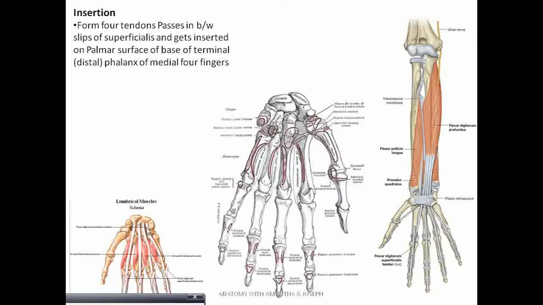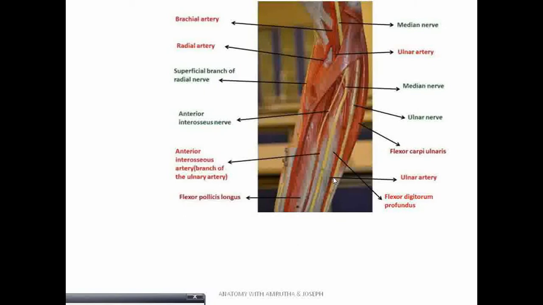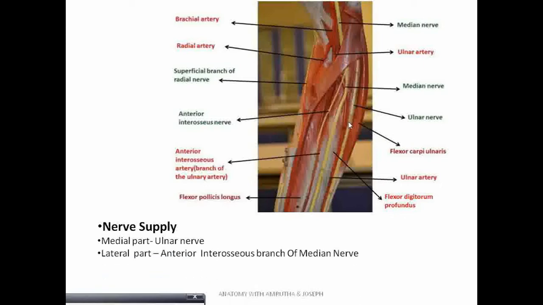Now we can also see that when the flexor digitorum profundus is passing in the hand, some muscles are originating from the tendons of flexor digitorum profundus, and they are called lumbrical muscles. Nerve supply is by two nerves. The medial part of it is supplied by the ulnar nerve. Ulnar nerve can be seen. The lateral part is supplied by the anterior interosseous branch of the median nerve.